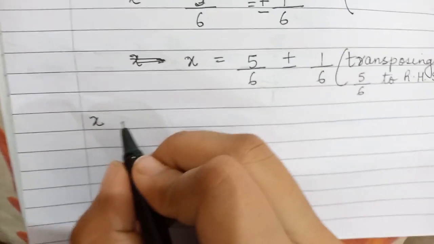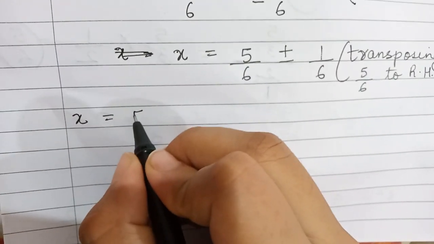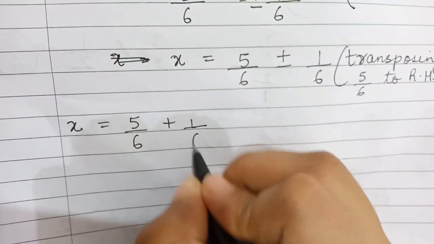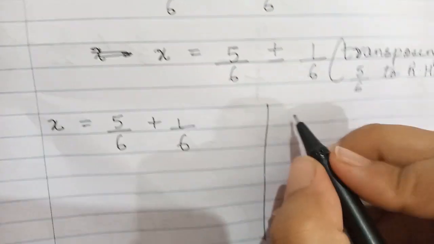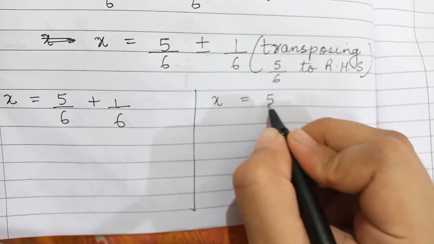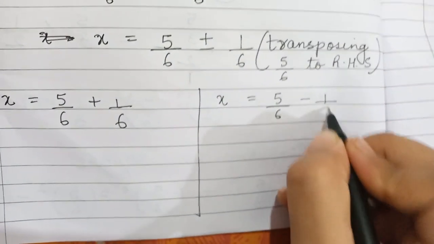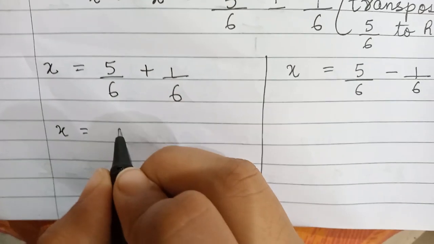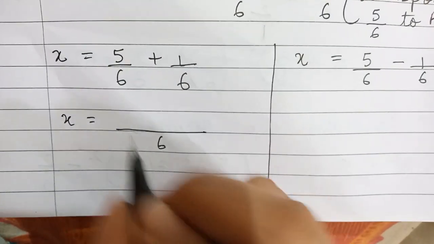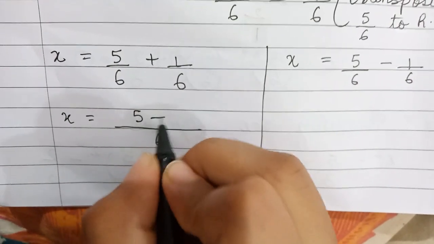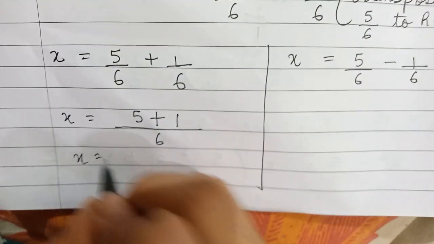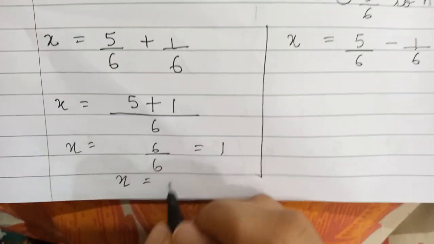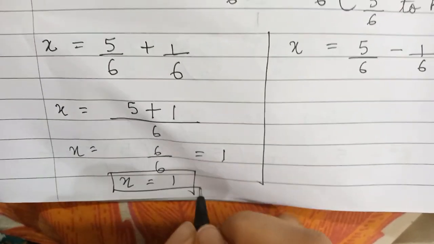Now, what are we left with? x equals 5 upon 6. First we are going to solve the plus 1, and next we are going to solve the minus 1, to take out both the roots. So this will be x equals, with common denominator 6, 5 plus 1. x equals 6 upon 6, which is equal to 1. So our one root is x equals 1.